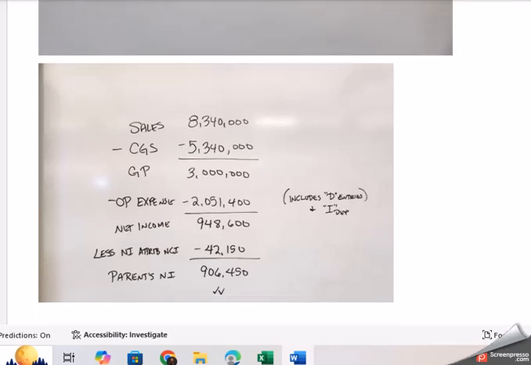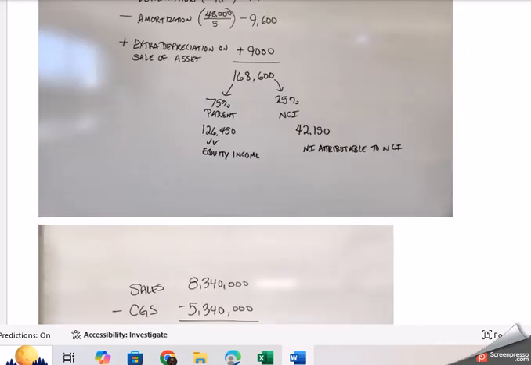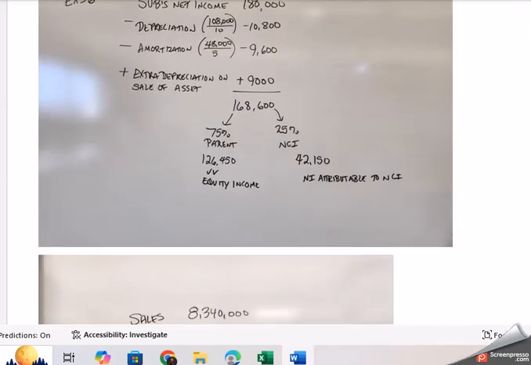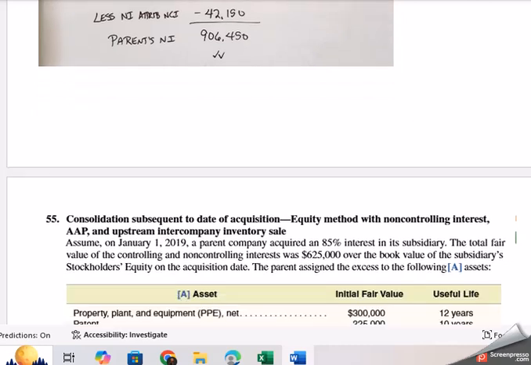And again, same thing as we did the last one: add the sales across, add the cost of goods sold across, add the operating expenses, but include those D entries, and then also adjust it for that adjustment to the depreciation of that gain, that $9,000. Then we subtract out the income attributable to that NCI, and then we equal the parent. So again, you can go back up there and double check that. But the 906,450 is always our double check. So you always want to double check those to make sure you did them right.